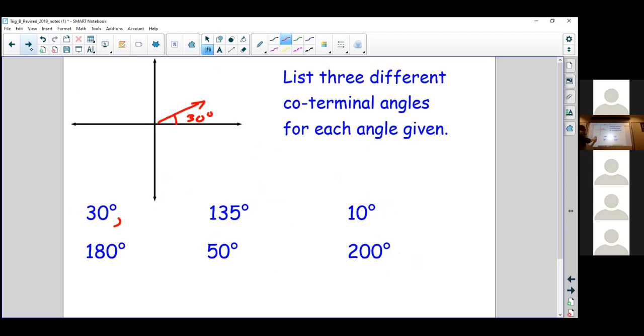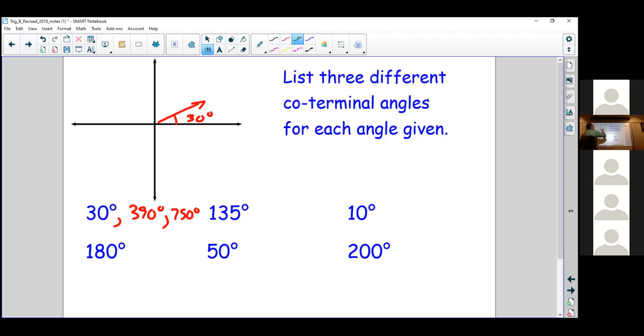Okay, I could add 360 to it, so 390 degrees would also exist. If I added 720 to it, 720 goes twice around the circle, 720 plus 30 is going to give me 750 degrees. So 30, 390, 750 are all the same reference angle. The coterminal angle is 30 degrees because you're coming 30 degrees off of the x-axis.